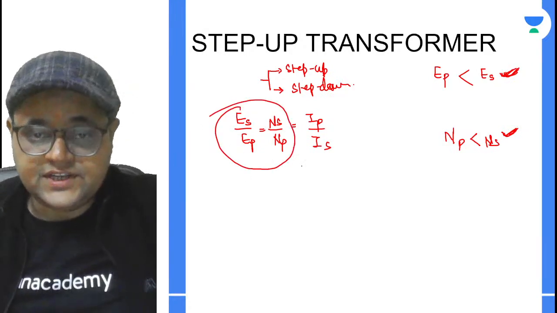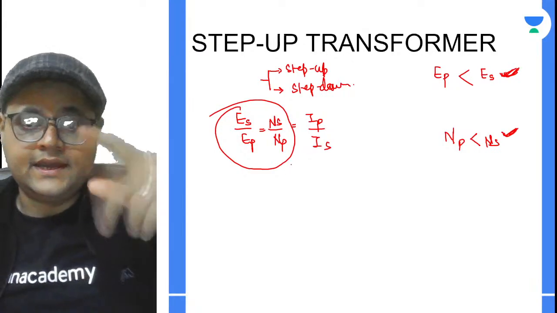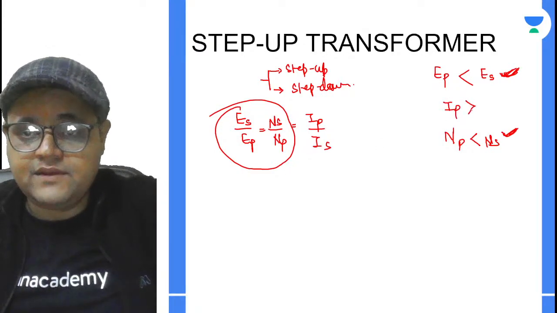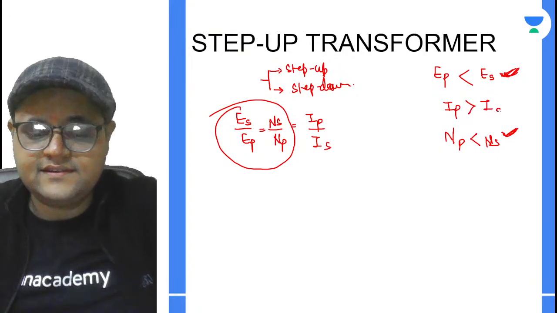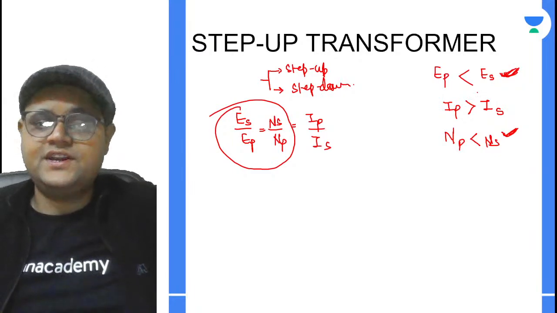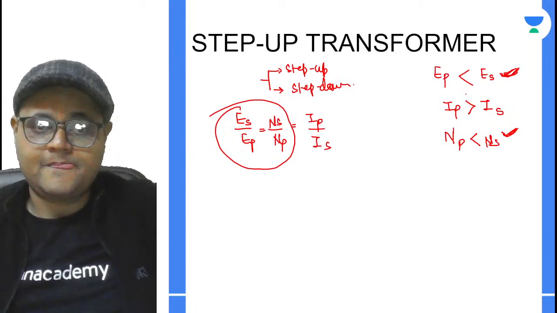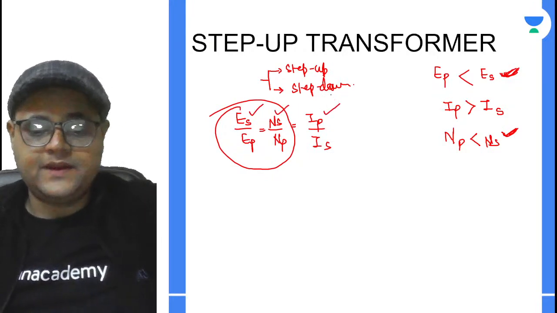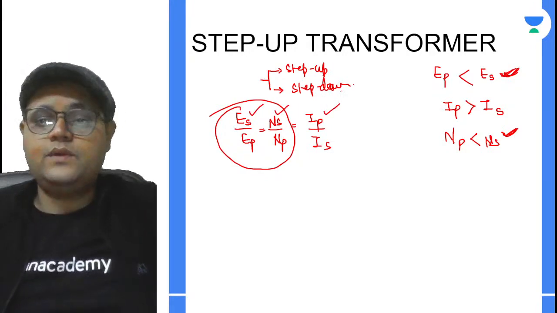Now, just try and relate the current part. The current will follow an inverse relation. Now IP will be greater than IS. Yes, for a step up transformer we'll be having IP greater than IS. Yes or no? See, this part is greater, this part is greater, so this part has to be greater. So this is how it goes.